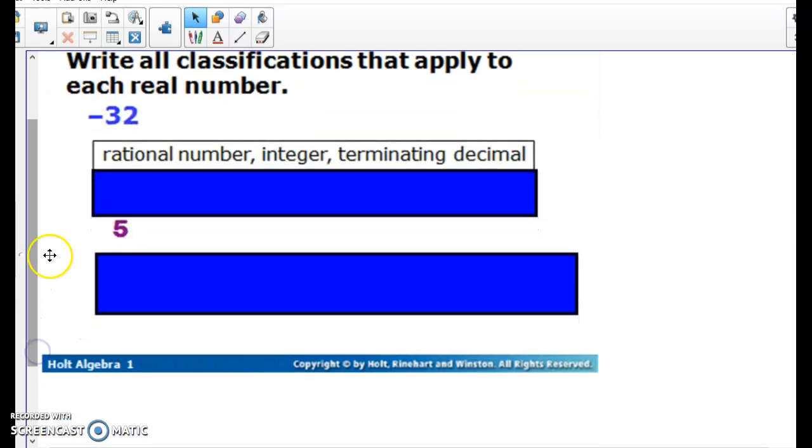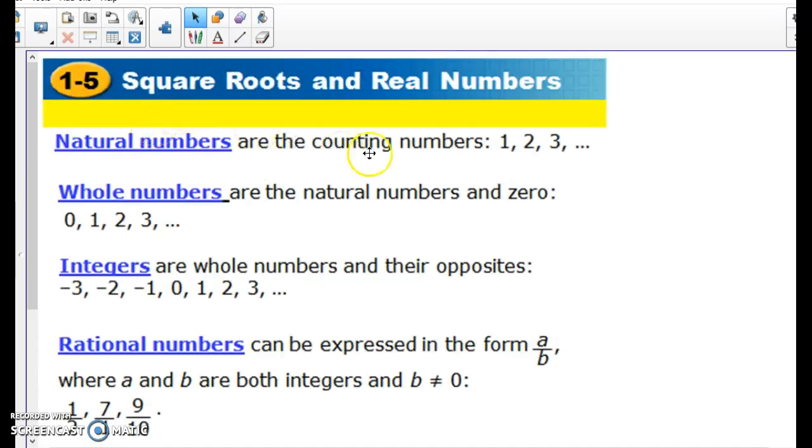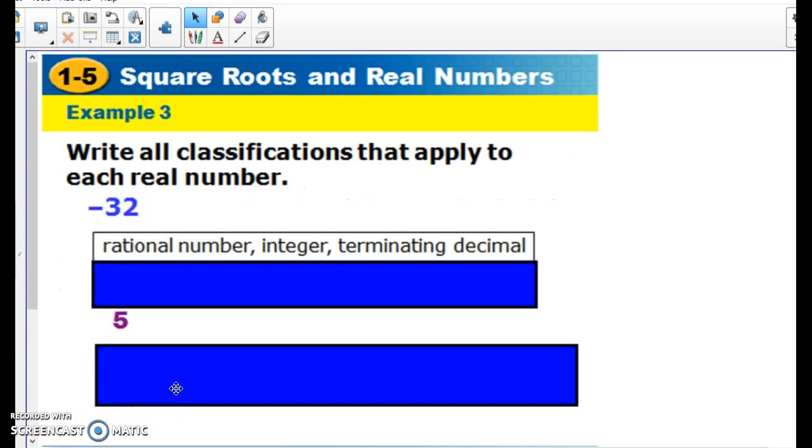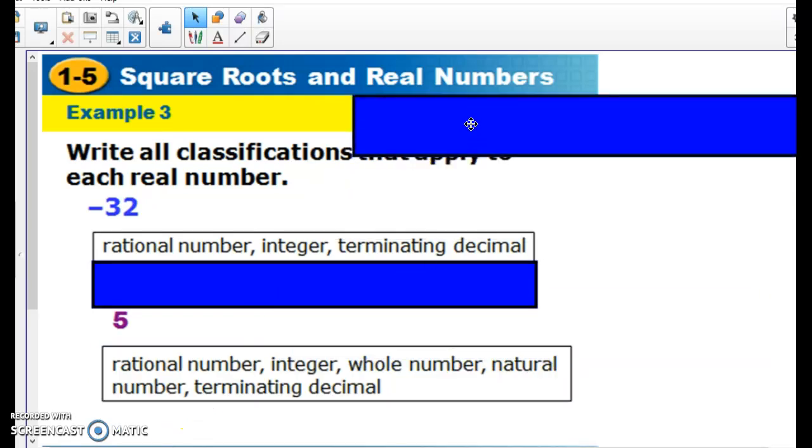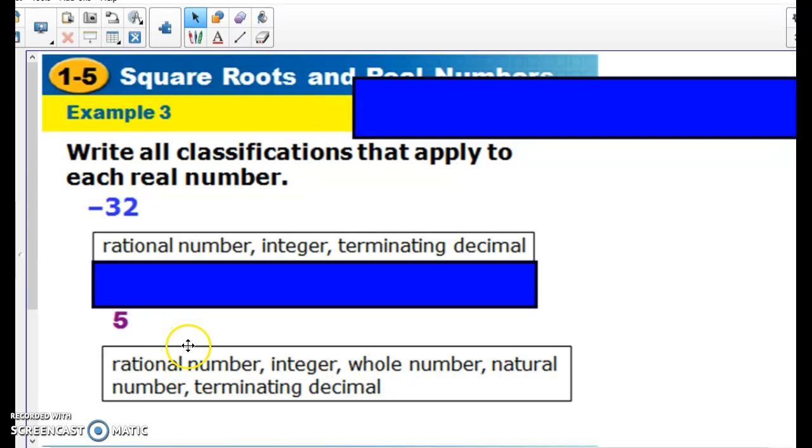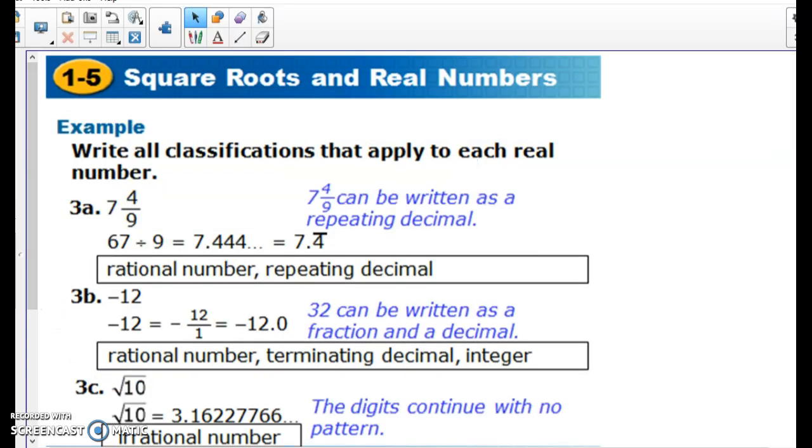Okay, 5. Well, it's pretty much going to be all these. It's going to be a natural number. If you're asking somebody to count, they're going to say 5. It's going to be a whole number. It's going to be an integer. It's going to be rational. So all of those would count as 5. Okay. Let's see if I left anything off. So it's going to be rational. It's going to be an integer. It's going to be a whole number. Going to be a natural number. And then it's also going to have that terminating decimal. Okay. All the digits in 5 are 5. That's it. There's nothing else there.